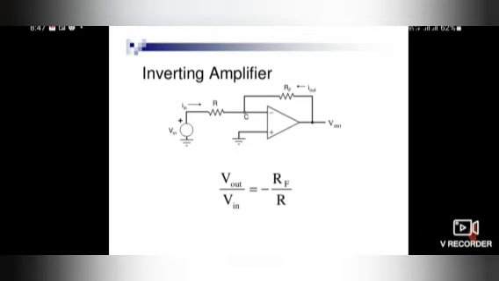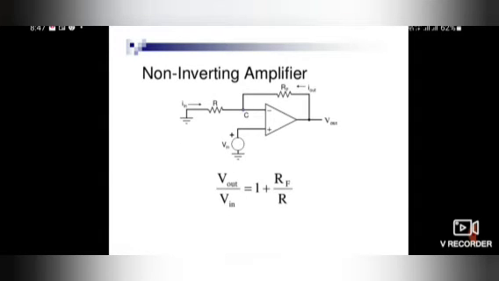See the diagram, it is the inverting amplifier. The inverting amplifier means the input is given to the inverting input through the resistance R, and RF is the feedback resistance, and Vout is the output voltage, in which we will get Vout divided by Vin as minus RF by R.